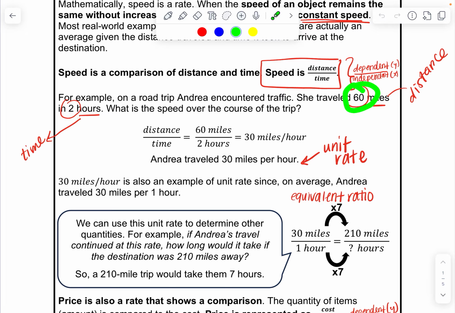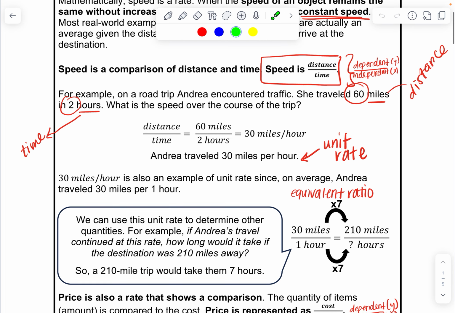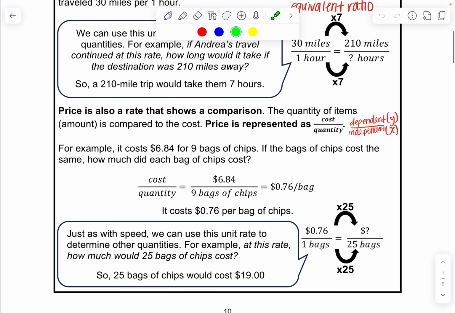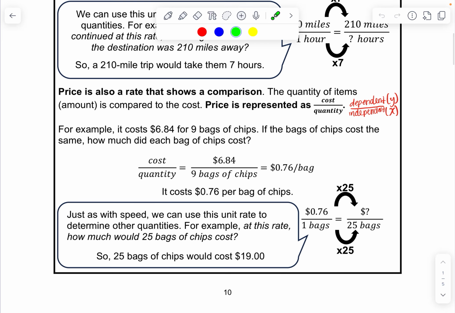Since the distance is 60, we know that that's our y value, and the time is 2 hours. That's our x value. So 60 divided by 2 gives us 30 miles per hour. 30 miles per hour is the unit rate. She travels 30 miles in 1 hour, meaning that if she was traveling 2 hours, she would drive 60 miles, right? And so the other topic we will be working on today is price for unit rate.